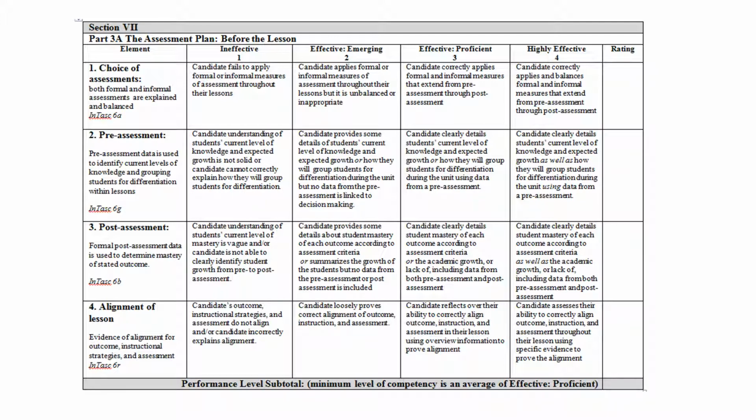When you're reading across this row individually, you're looking at delineators from each column to the next. So this says the candidate correctly applies and balances formal and informal measurements. So this means that you have an informal and a formal each day of the lesson. Effective proficient says that you apply formal and informal measures, so you might have a lot more informal than formal, and then so forth and so on. So you want to make sure that you look at each of these parts of Part 3A and each delineator across the row 4, 3, 2, 1, and it'll help you double check your work before you submit it for grading.